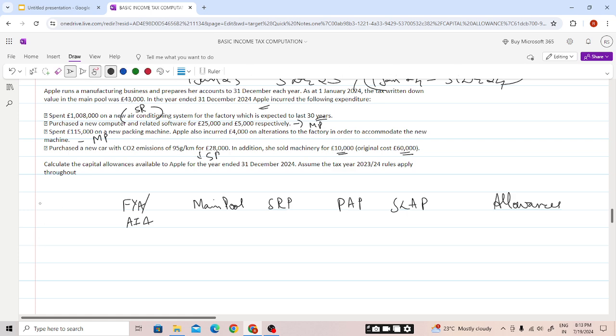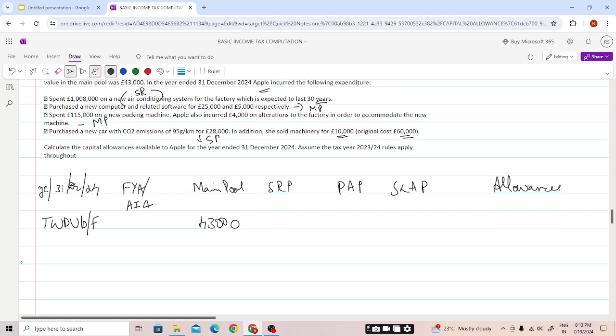So this is for the year ended 31st December 24, students. The tax written down value brought forward is 43,000 for the main pool. Now we see the additions.